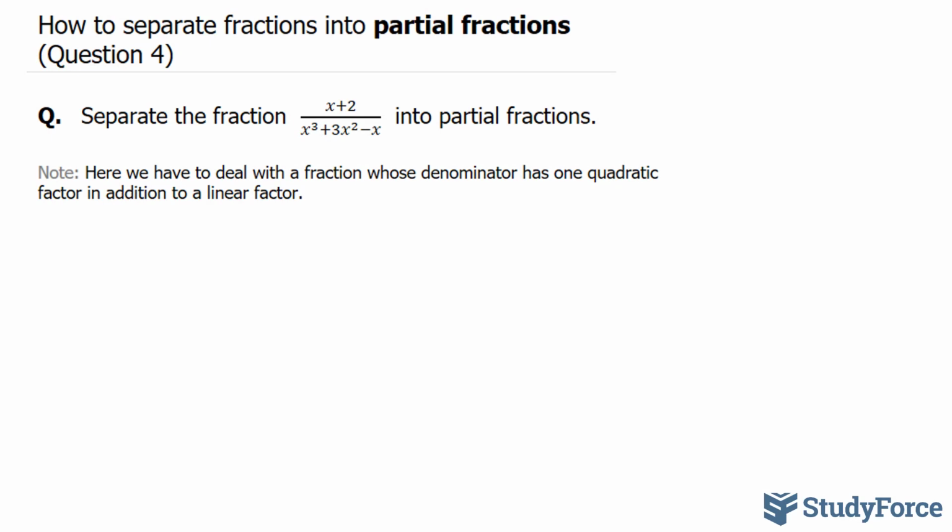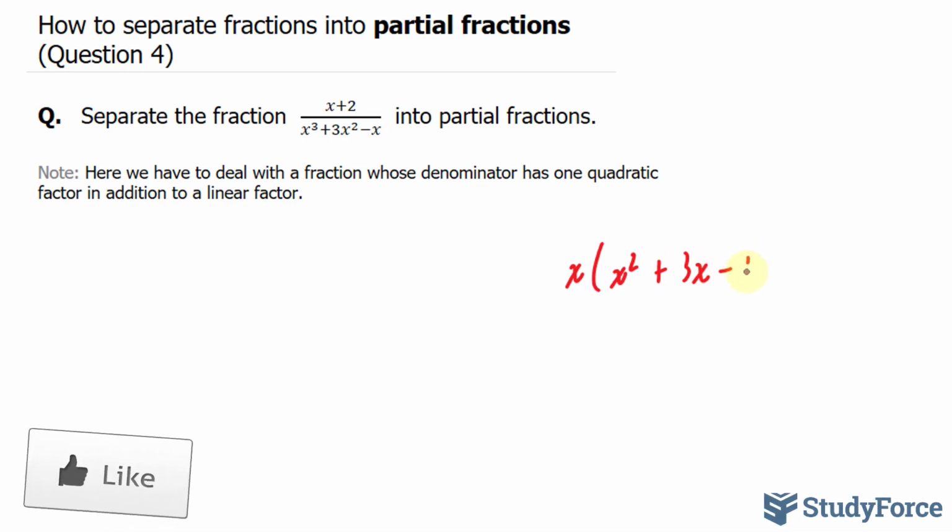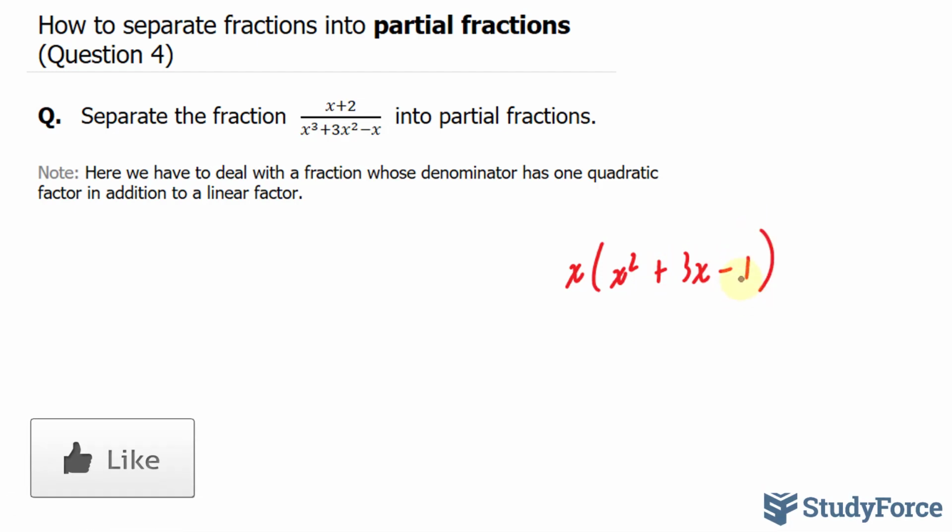Take a look. We have x to the power of 3 plus 3x squared minus x. If we go ahead and factor this, let's say we common factor an x from each of these terms, we end up with x times (x to the power of 2 plus 3x minus 1). Notice that we have this factor, x, which is linear, and we have x to the power of 2 plus 3x minus 1, which is quadratic. And unfortunately, we can't factor that further.